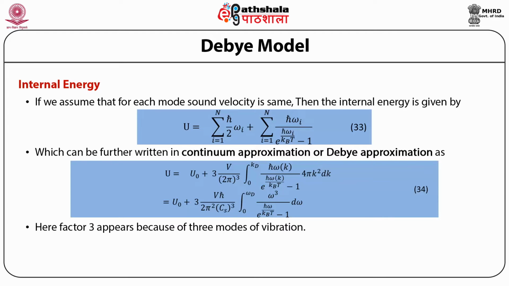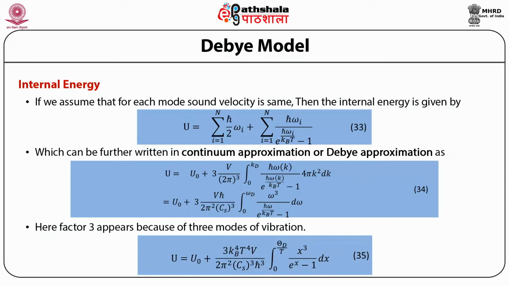Here the factor 3 appears because of the 3 modes of vibration. Let x be equal to ħω by k_BT, and θ_D upon T the upper limit. Then we can write U is equal to U₀ plus 3 k_B⁴ T⁴ into V divided by 2π² Cs cube ħ³ integral from 0 to θ_D upon T of x³ upon e raised to power x minus 1 dx.